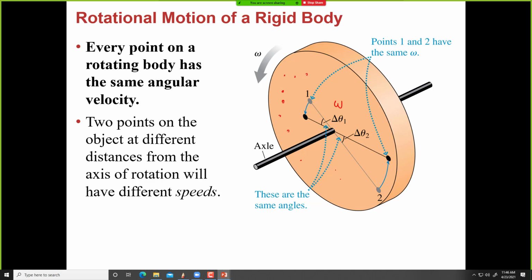And for each and every particle in this rigid body, this omega would be the same. If this particle has omega of 2 radians per second, then this will also have the same omega. Each and every particle in this object will have the same angular velocity because they move at the same time. That's why they cover the same angle in the same time. So they have the same angular velocity. That's a very important thing that you need to keep in mind.